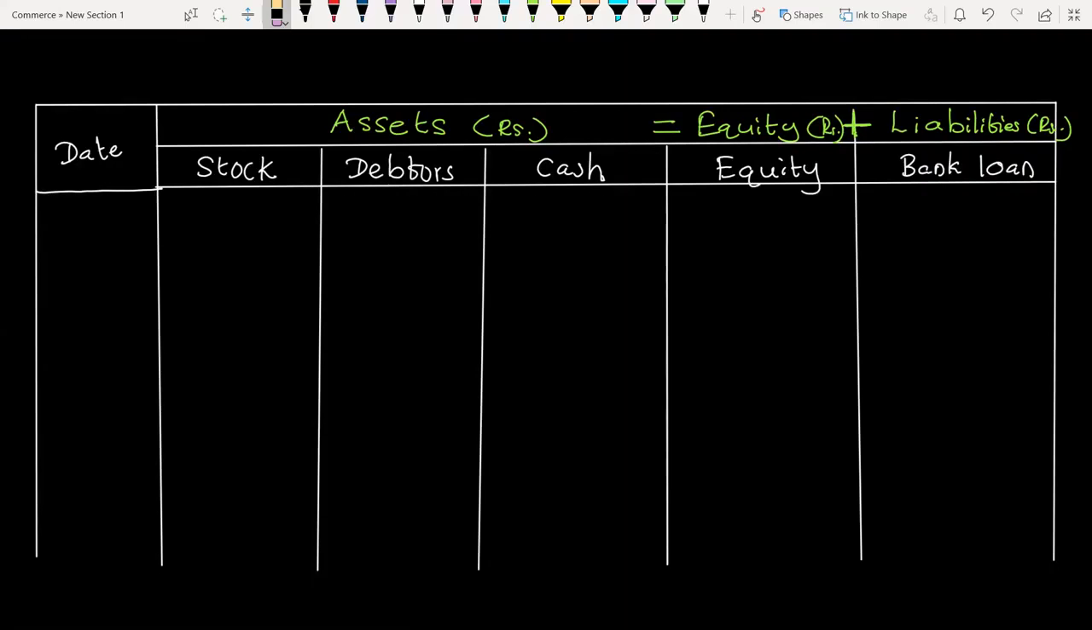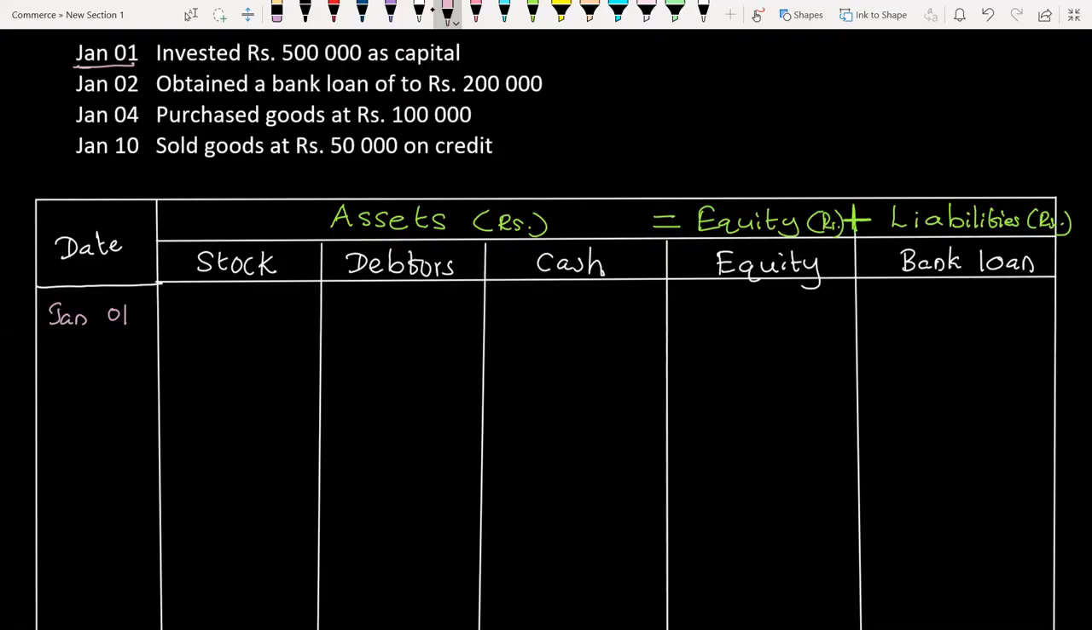Now it's time to record the impact of each transaction. Now this is our first transaction. The date is 1st of January. So we need to record the date of each transaction. So what is our transaction? Invested 500,000 as capital. So we know that cash increases by 500,000. And then equity increases by 500,000 due to capital.